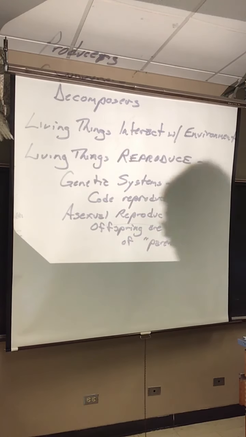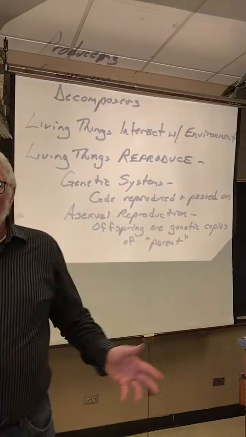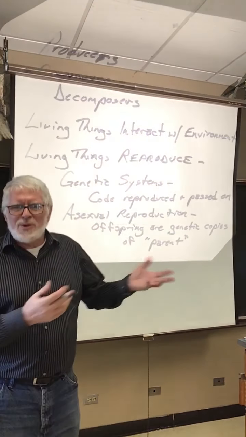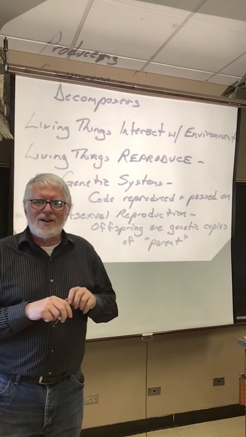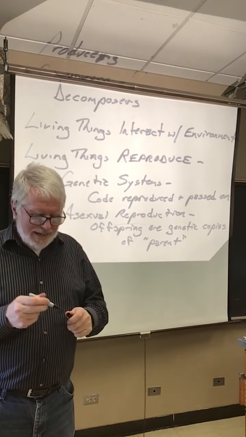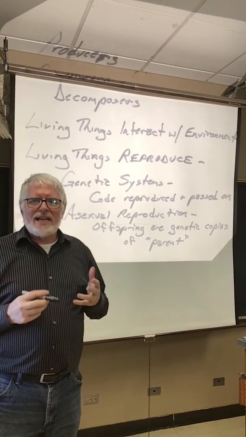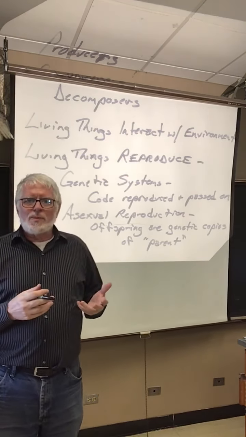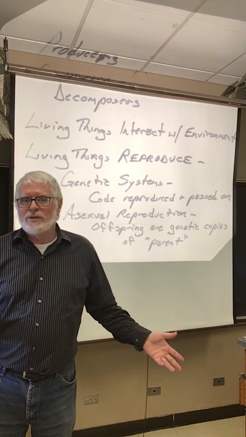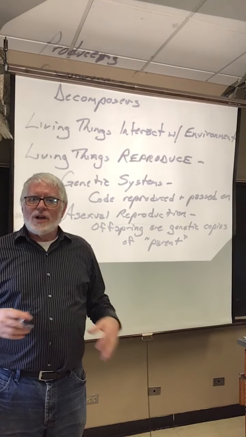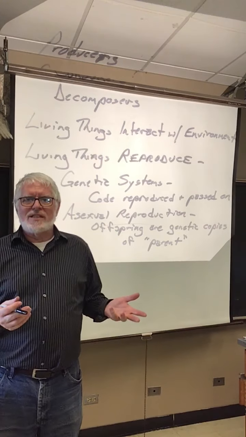Anytime I put a word in quotes, it's a way of saying sort of. Now, they're sort of parents. You wouldn't generally call them parents, but parents gets the idea across. In asexual reproduction, the offspring get exactly the codes that the parent had. So they are potentially copies of the parents.